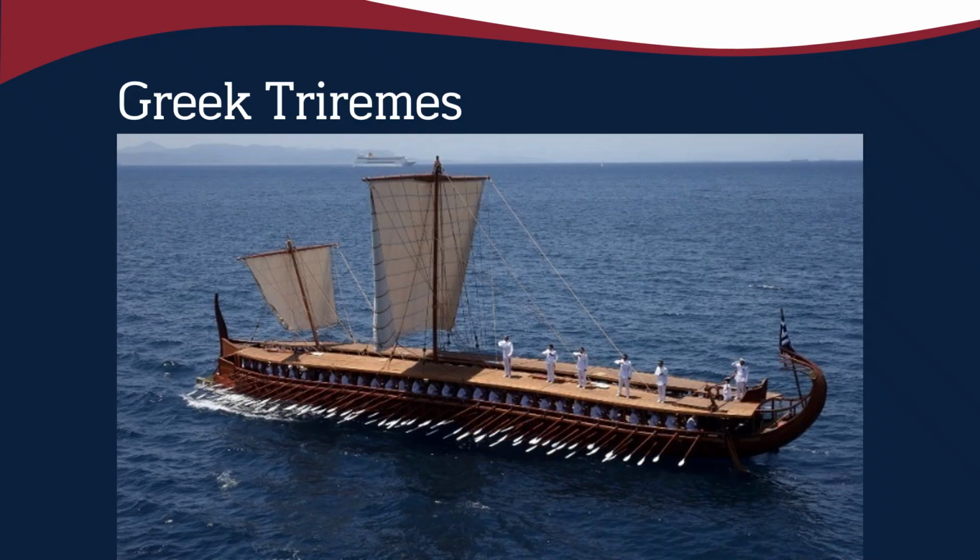Now, the Greeks are using their naval warships, triremes. This, of course, has rowers on it, and there's a giant brass ram that they're going to use to smash into the opponent's vessel.